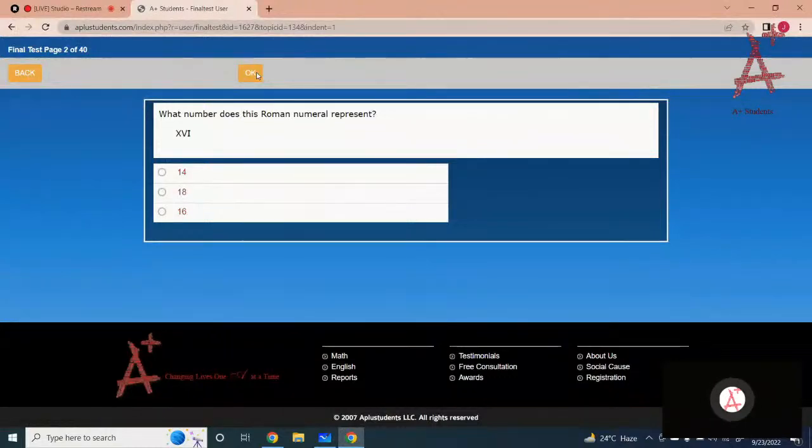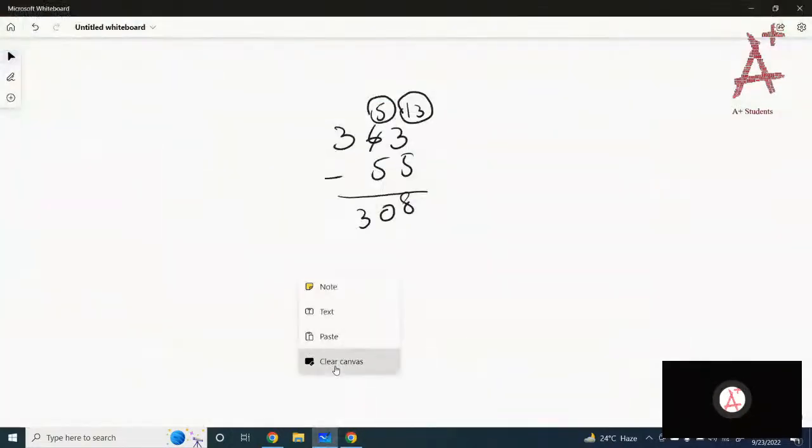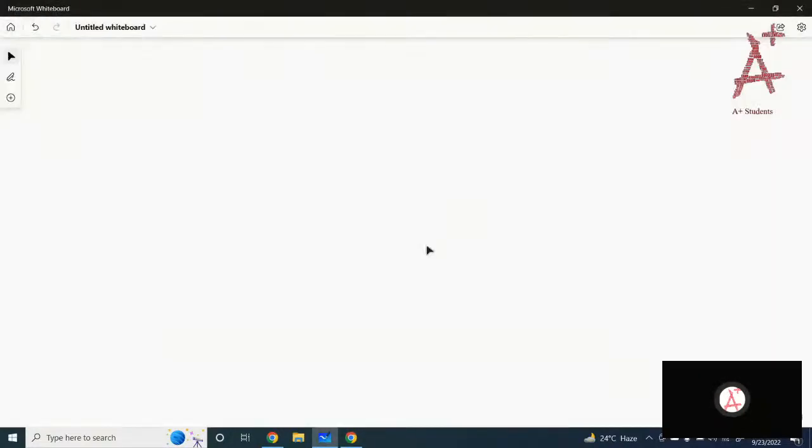Okay, the next one is, what number does the Roman numeral represent? 14, 18 or 16? It is 16. How? The X represents 10, the V represents 5, and the I represents 1. So 10 plus 5 is 15, and 1 is 16. So the correct option is 16. Got it?